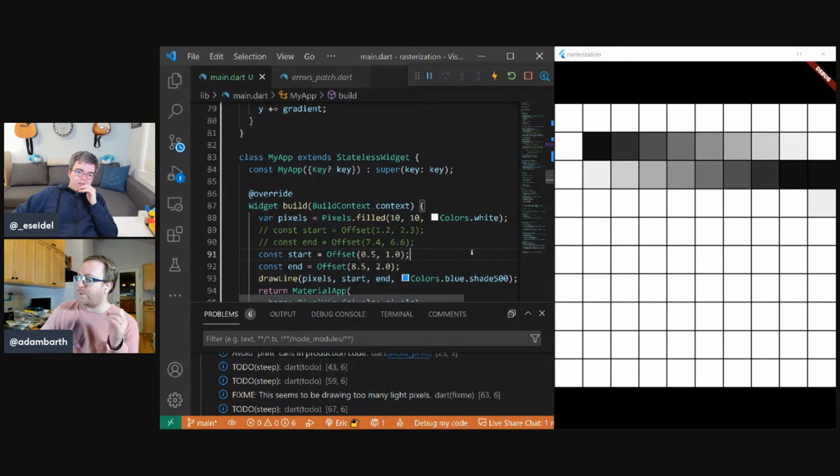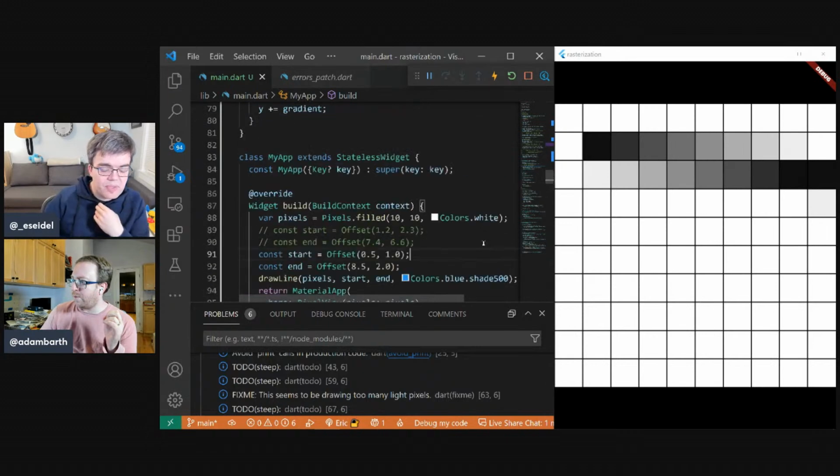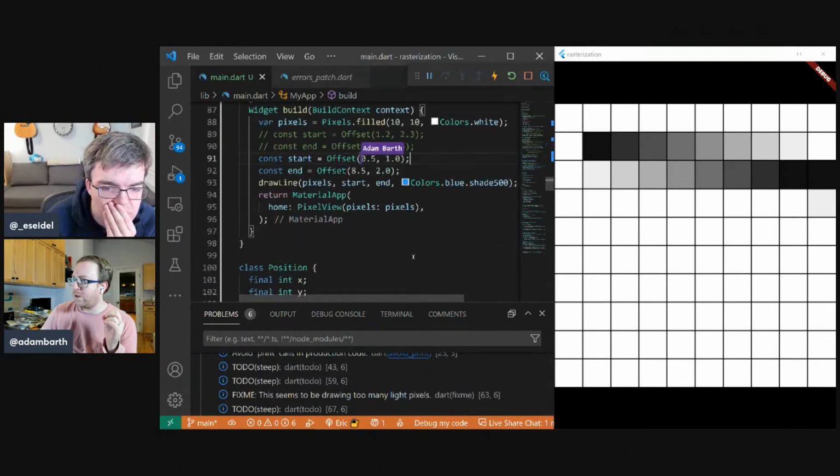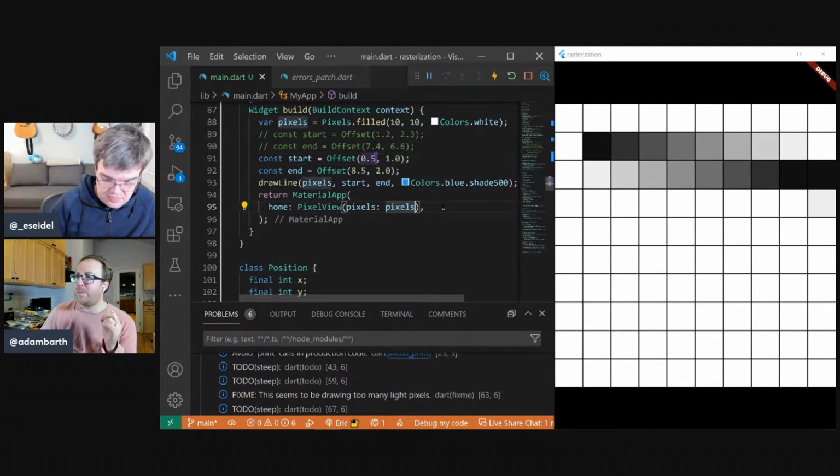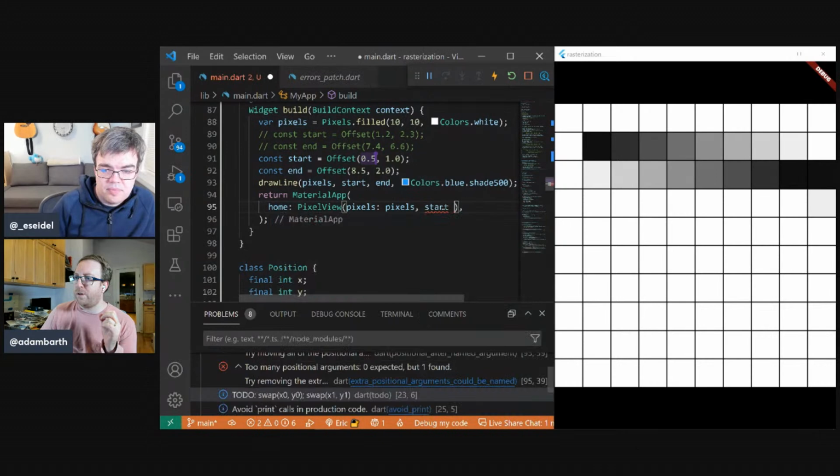I agree. That seems off because let's think about what we told it to do. We said go from an x of 0.5, right? And a y of 1. So I would expect that left pixel to be filled in.